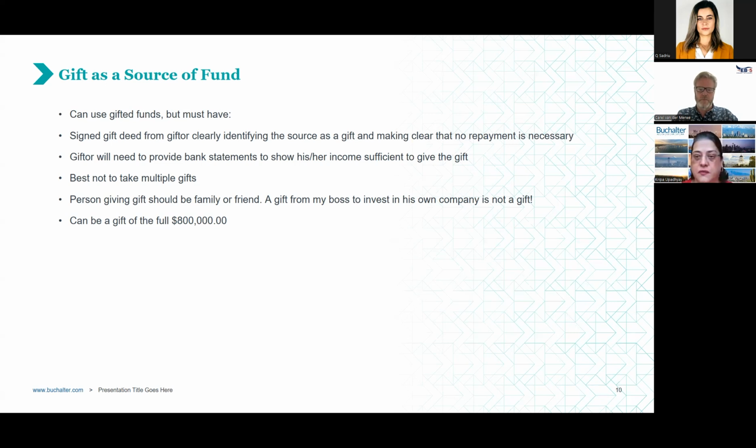You can absolutely take gifts. Now, the person giving you the gift, the giftor, is going to need to document his or her source of funds and where they got their money from. And then there will also need to be a gift deed clearly identifying that as a gift and not a loan disguised as a gift. USCIS is very serious about that distinction. They don't like it when you file an application saying it's a gift, but in reality it's a loan. So a gift is a gift for purposes of USCIS. So yes, you can use it. Again, careful as to how many people you try to solicit a gift from.